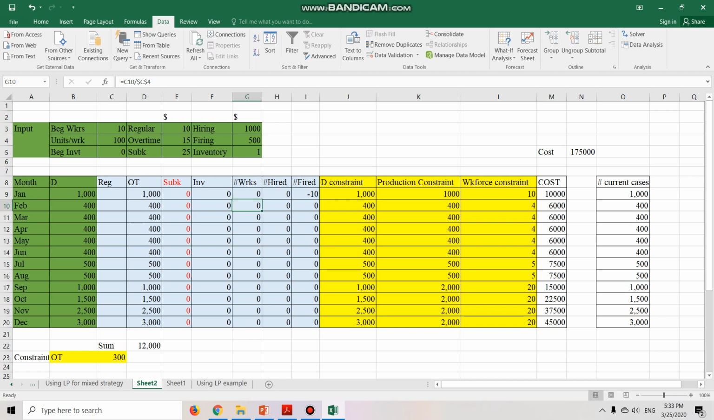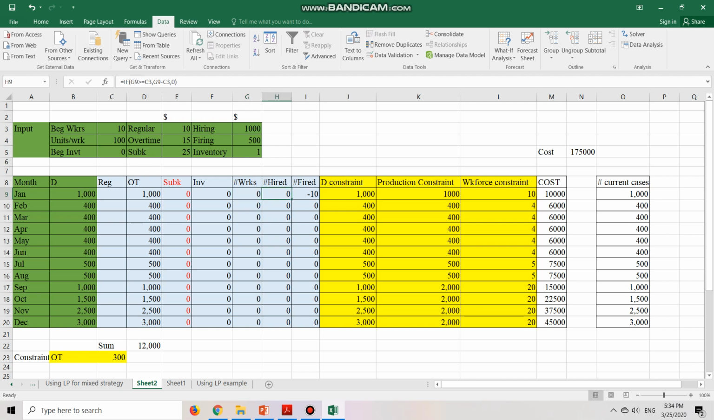Okay, so the next column is the number of workers. The number of workers is based on the regular production, so it will be equal to the regular production divided by the total units that one worker can produce. So here the number of workers needed in January is equal to the regular production, that is C9, divided by C4, the units per worker. And the same you can calculate the other cells in this column.